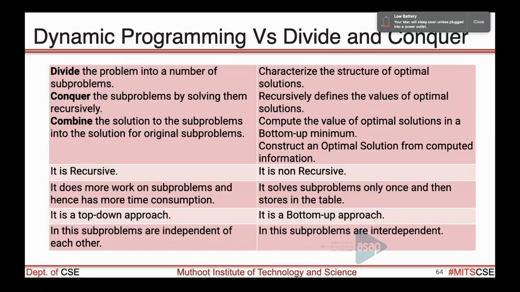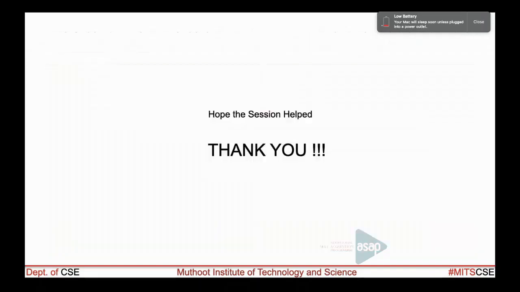So that's all for the session today. I think you might have got an idea about how to start studying your portions on dynamic programming and divide and conquer.